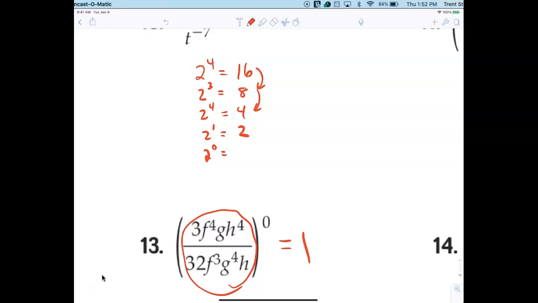Because 2 divided by 2 is what? 1. That's how they figured out that anything to the 0 power is 1. You could do the same rule with, for example, 3 cubed is 27, 3 squared is 9. So 3 to the 1st, if you follow the pattern, would be what? 3. And then 3 to the 0 would still be what? 1. That's how they figured that out.